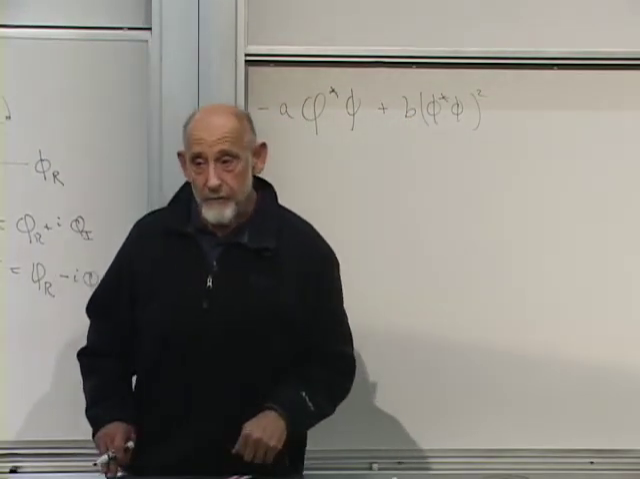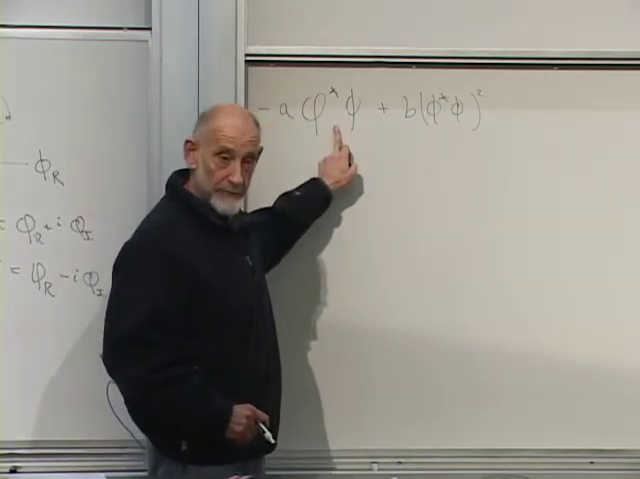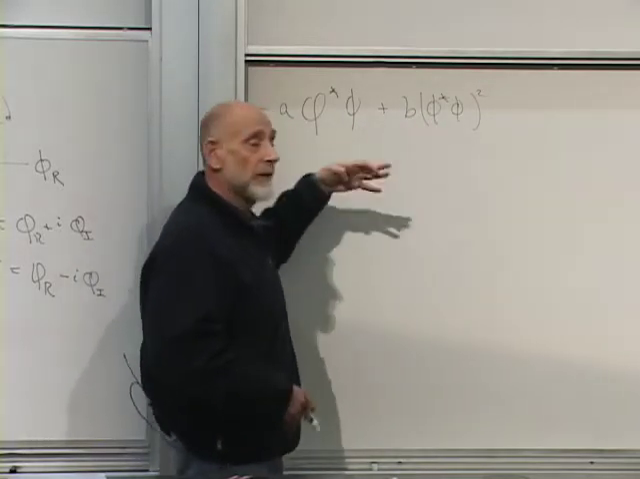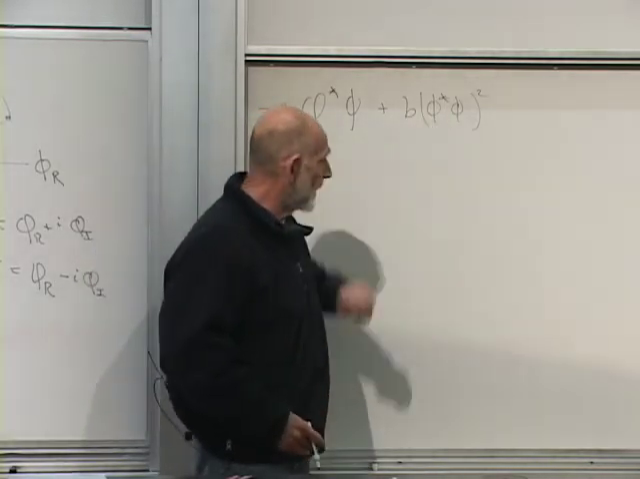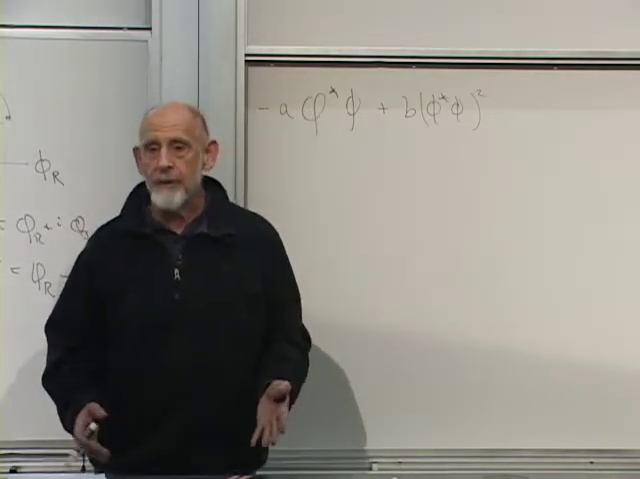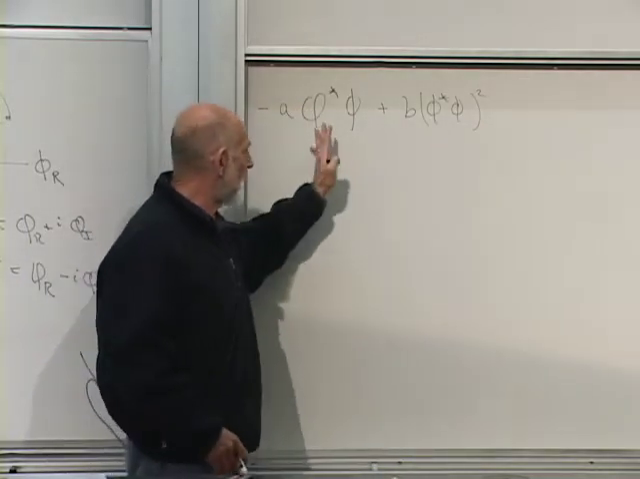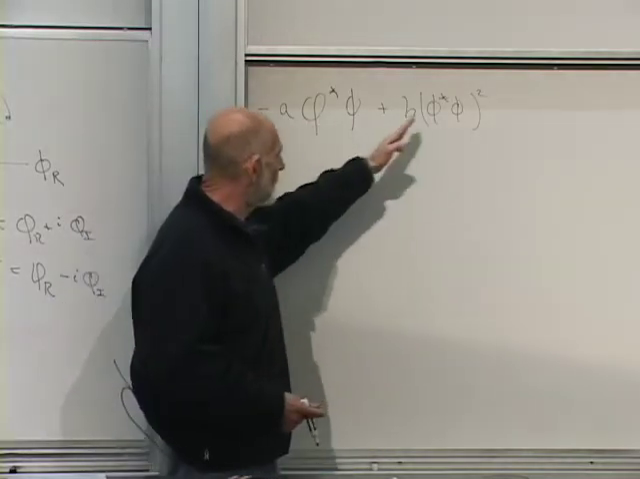Let's suppose B is positive. If B is positive, for large phi, this is bigger than this. You don't want to have too much field because this will get big and overwhelm this. What will happen? A competition between these two will take place, and there will be a favorable value of phi star phi at some value.